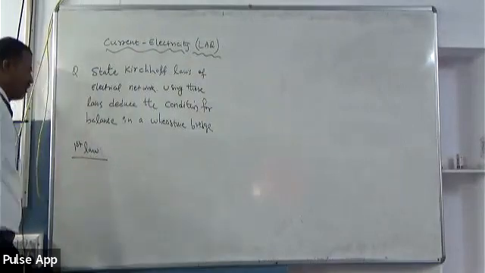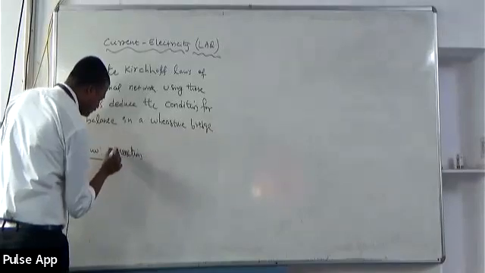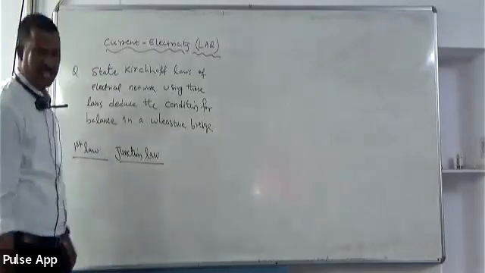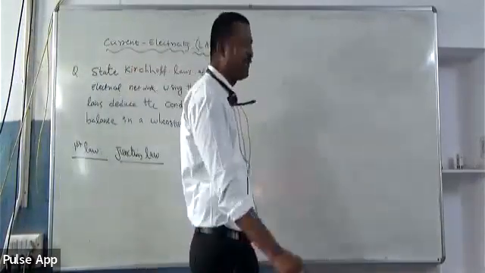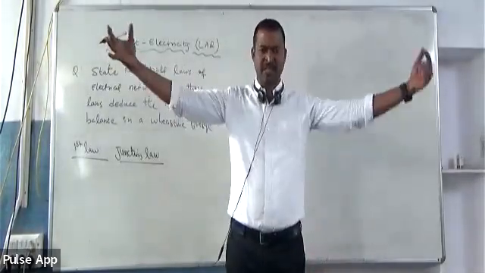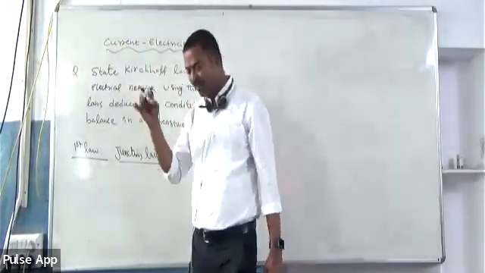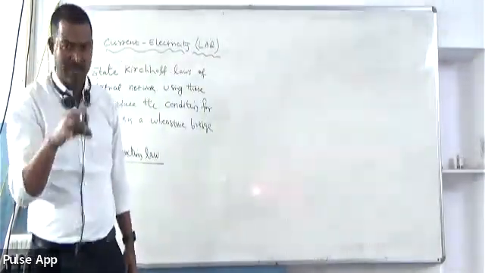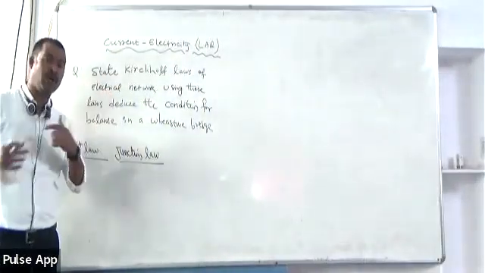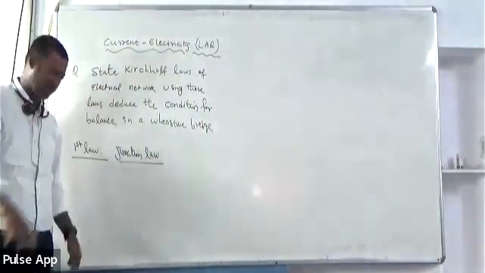First Kirchhoff law, also called the junction law. What does junction law mean? In an electrical circuit, a junction is a point where two or more ways are meeting. In terms of an electrical network, the ways are the current flow directions.